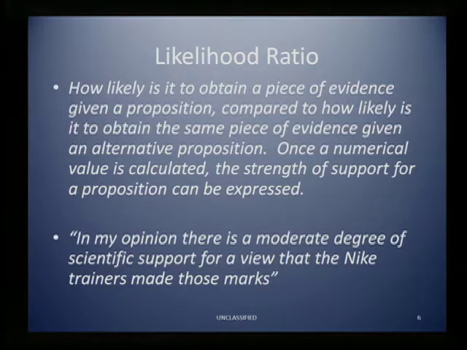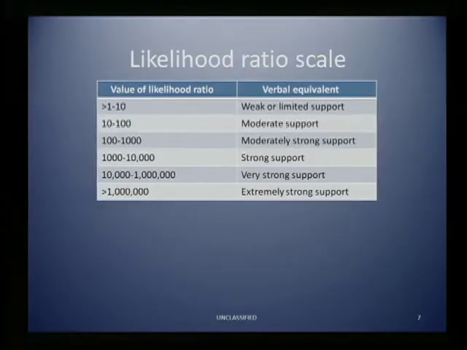The opinion that's stated was the one given in the UK decision, by the private footwear examiner: "In my opinion, there is a moderate degree of scientific support for a view that the Nike trainers made those marks." So in using that scale, you'll see moderate degree. This is an example of the likelihood ratio scale. You can see the moderate support of 10 to 100, almost at the second part. And that's how the expression was given.